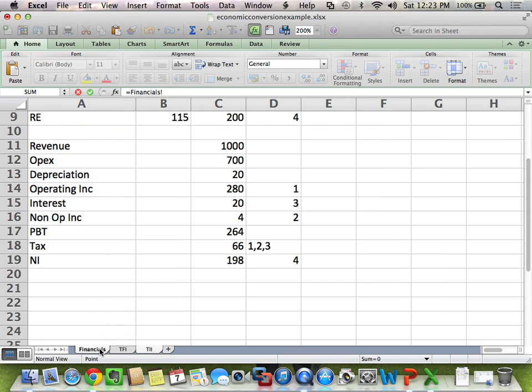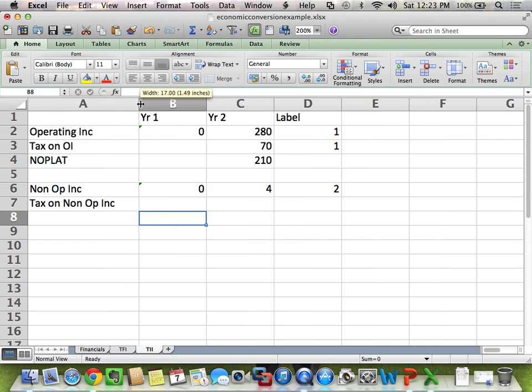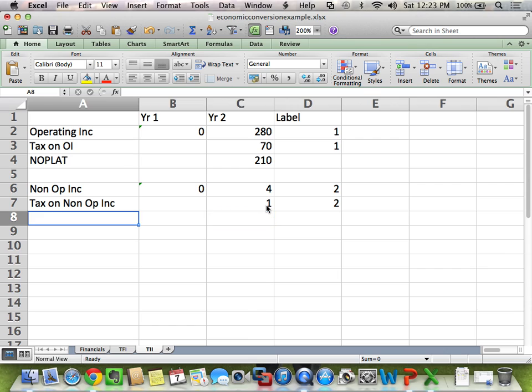Equals financials, anything that's a 2, non-operating income. Right? But here's the thing. If we report $4 million of non-operating income, we're going to have to pay taxes on that non-operating income. So tax on non-operating income is going to be 25% of the non-operating income. That's 1. And then we're going to get after-tax non-operating income, which is the 4 minus the 1, or the 3.